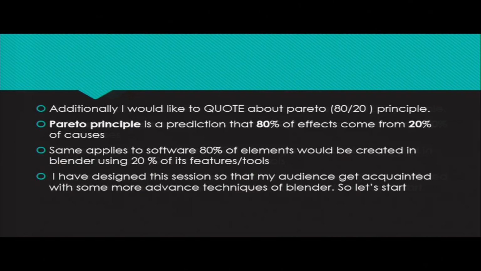Additionally, I would like to quote Pareto's principle here, which is also known as the 80-20 rule. Pareto principle is basically a prediction that 80% of effects come from 20% of causes. The same thing applies to the software. So what I want to say is that 80% of the elements you are going to create in Blender can be created using 20% of the features of the Blender software.